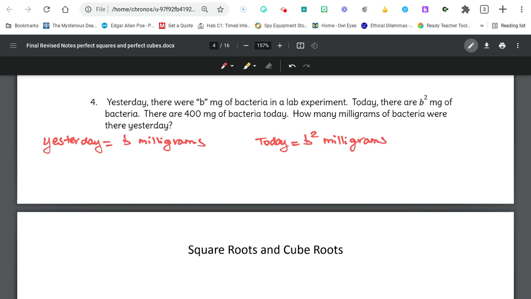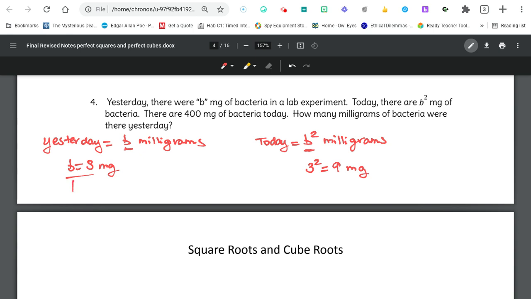Okay, so let's try to understand that. I'm going from B to B squared. In other words, if I give you a number for yesterday, suppose B equals 3. Yesterday there are 3 milligrams. Then today there will be, instead of B squared, because B is now 3, 3 squared milligrams, which is 9 milligrams.